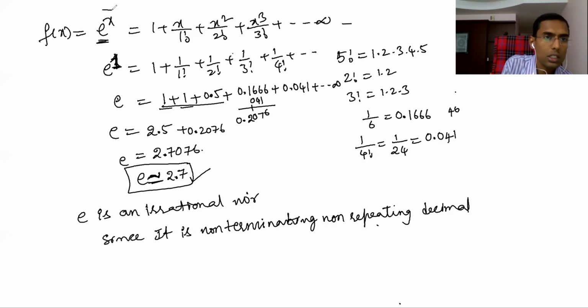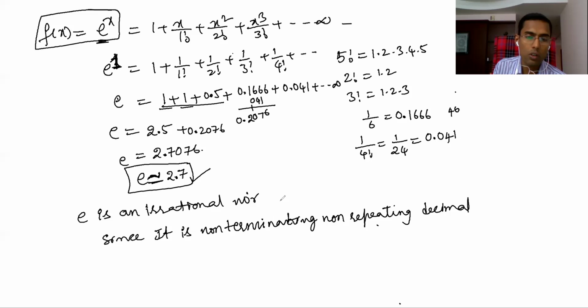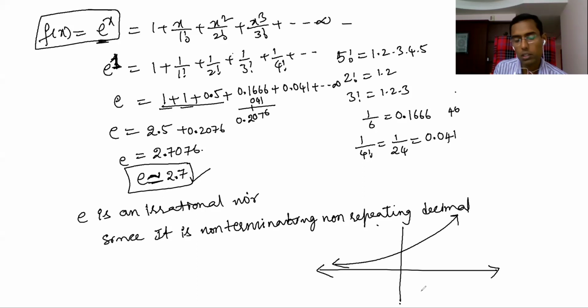So e power x is an exponential function. What is its graph? This graph is the same because it's a 2 point something. Whether 2 or 3, the graph you get is the same like this. So the graph will be like this.